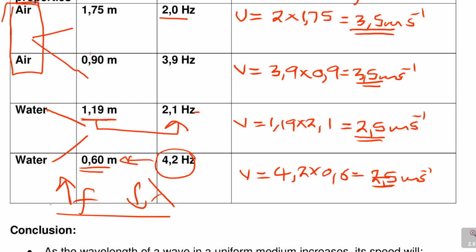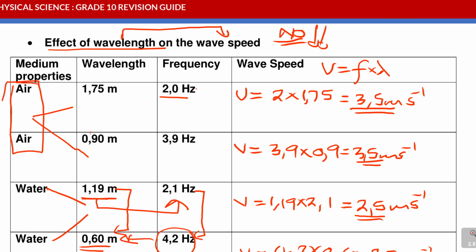From the top, the frequency went from 2,1 to 4,2, and the wavelength was 1,9 to 0,6. Let's look at the other one. The frequency changed from 2 to almost 4. The wavelength also reduced from 1,75 to what? 0,9.